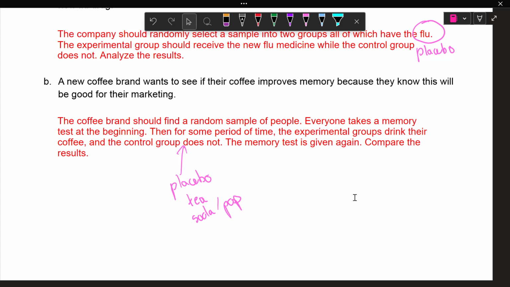So we changed the group that had the coffee to see if it makes a difference. The other group we kept the same. Whatever their normal process was, we did. And that's 8.2.